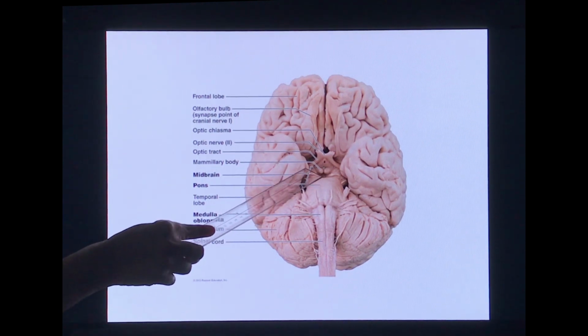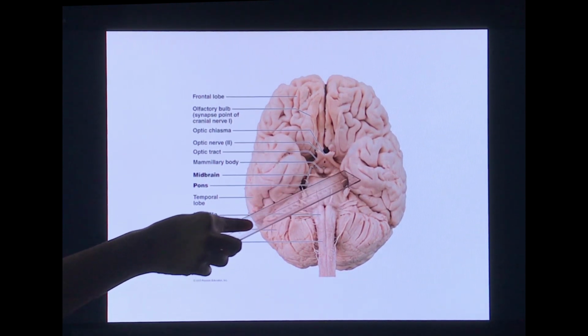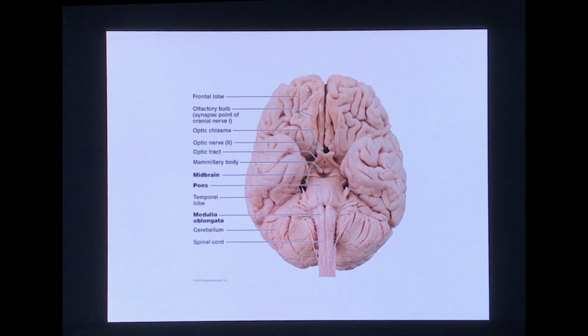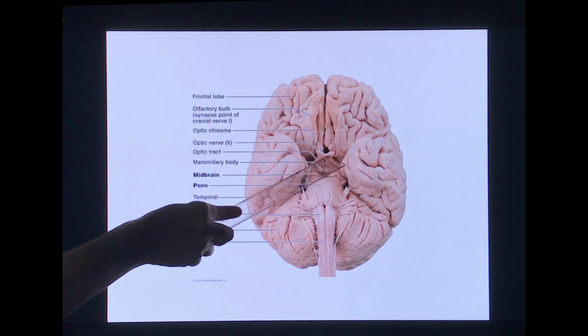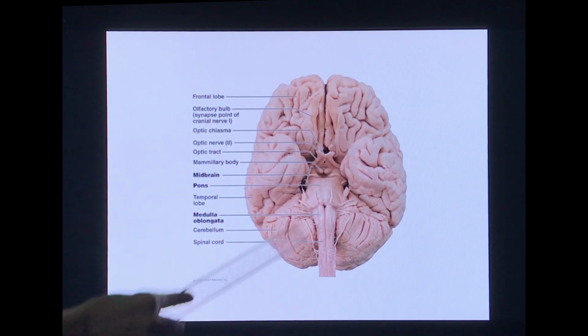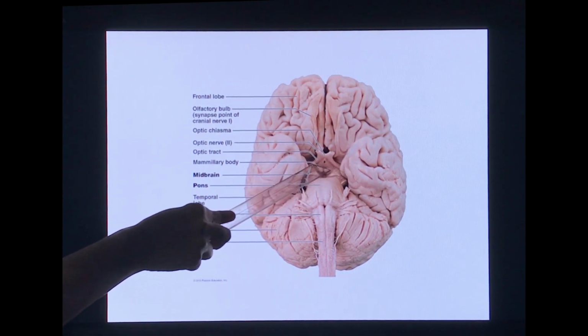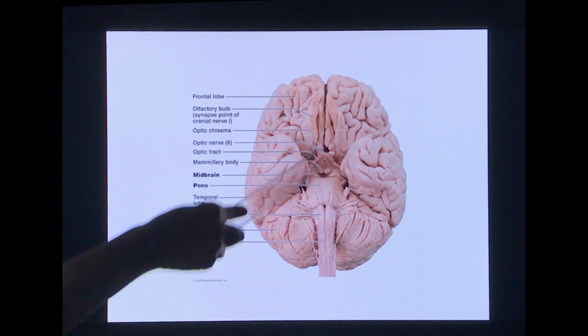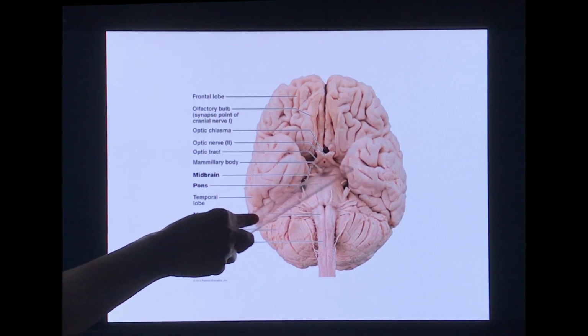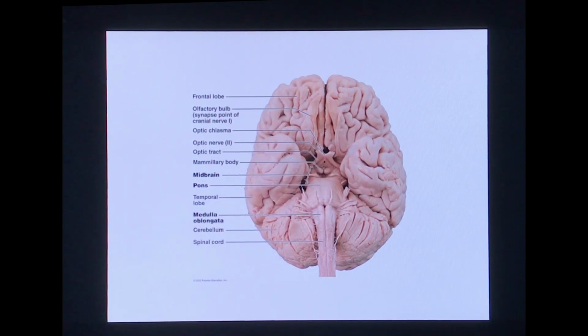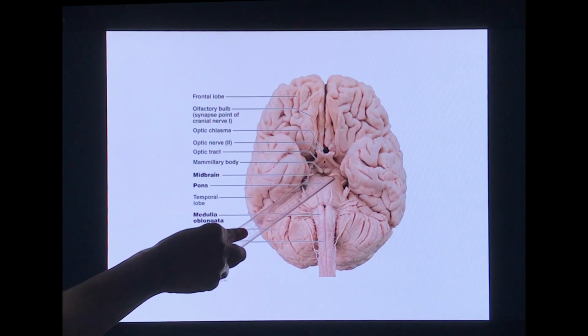Here you can see these are the peduncles. Each peduncle is subdivided into two areas, and this is called the crus cerebri. This fossa, enclosed between the two peduncles, is the interpeduncular fossa. This is the optic chiasma, where the optic nerve crosses over and then continues as the optic tract. This is the optic tract, this is the optic chiasma, and this is the optic nerve.